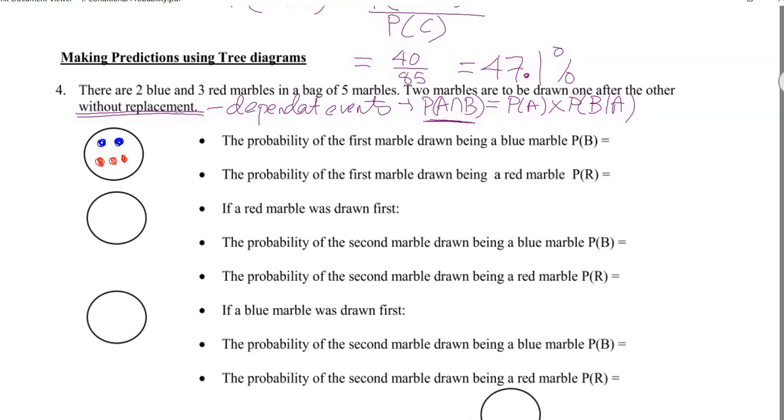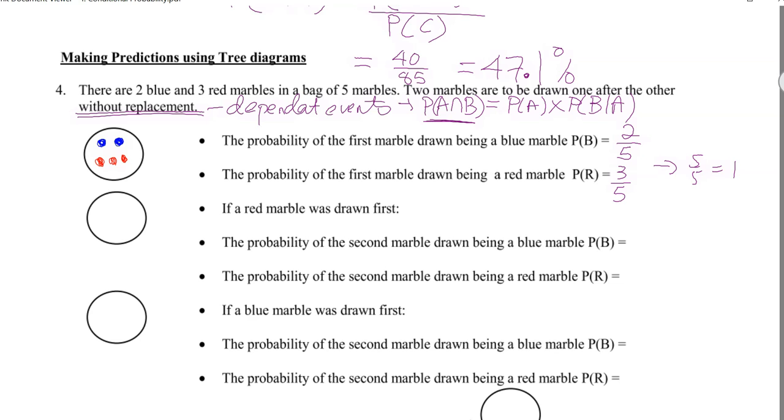Probability of the first marble being drawn is a blue marble. Probability of getting blue: there are 2 blue out of 5 marbles. Probability of the first marble being drawn being a red marble. Again, first marble, so it wasn't blue. Probability of draw is 3 out of 5. Now note, these add up to 5 out of 5, or 1, because that's every possibility. Either it's red or it's blue. There are no red-blue marbles.